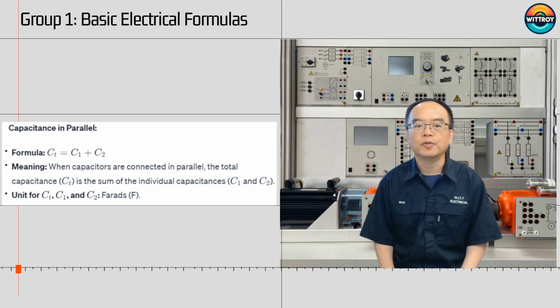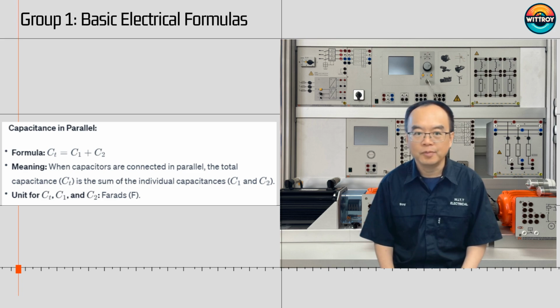First, let's look at the formula itself. The formula for capacitance in parallel is CT equals C1 plus C2. This formula calculates the total capacitance when capacitors are connected in parallel. Now, let's break down each variable in this formula. CT, total capacitance. This is the sum of the individual capacitances in the parallel circuit.